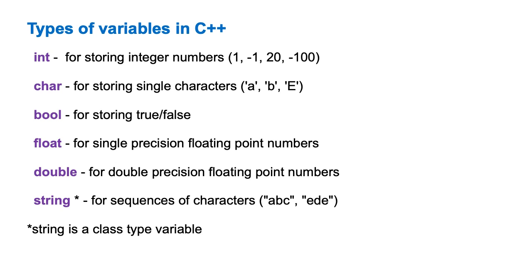In C++, we also have the string type. Now the string type is for when you want to store sequences of characters. So we said the char data type can only store a single character. The string can store many characters, like you can put a name or a word or a place.